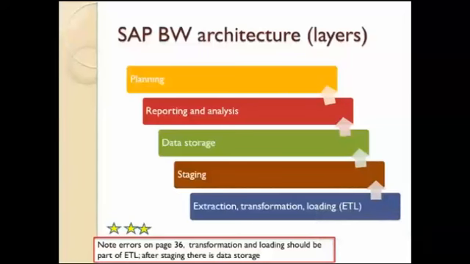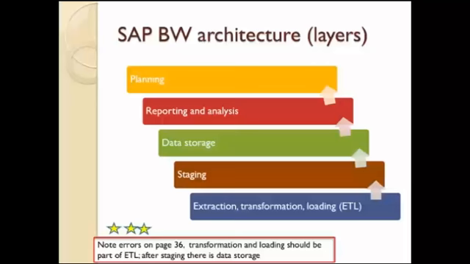Let's talk about the SAP BW architecture next. When we talk about architecture, basically we're talking about software components, or some people call them layers in BW. In general, there are 5 layers in a data warehouse, as shown on this slide here.